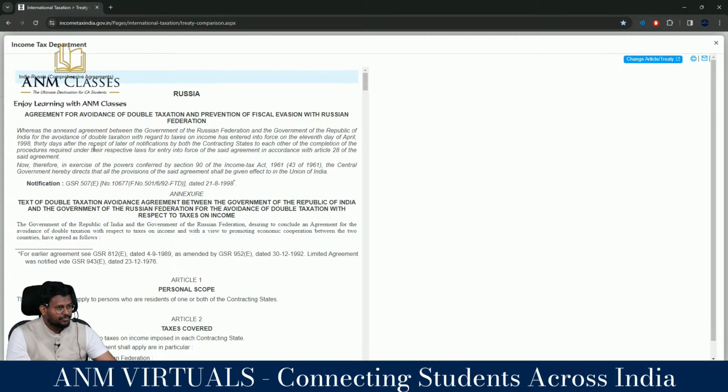That is the preamble, the main thing. With regard to the tax on income, it has entered into force on the 11th day of April 1998, 30 days after receipt of letter of notification by both the contracting states to each other of the completion of the procedure required under respective law for entry into force of the said agreement in accordance with Article 28.